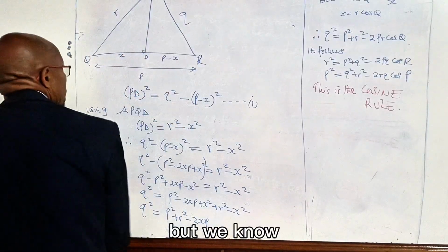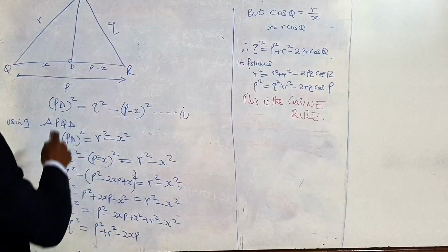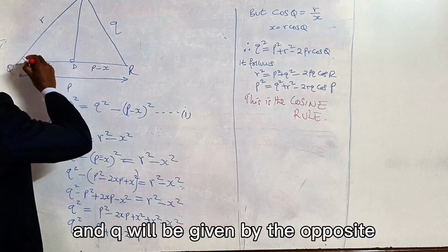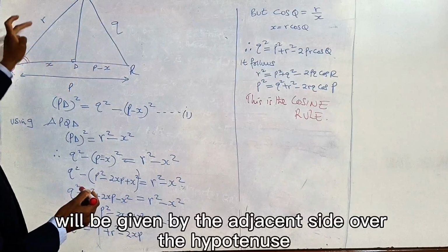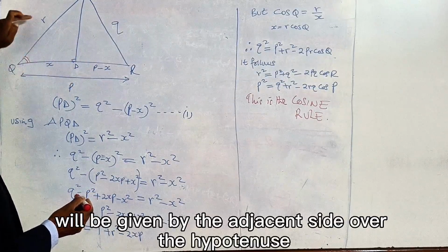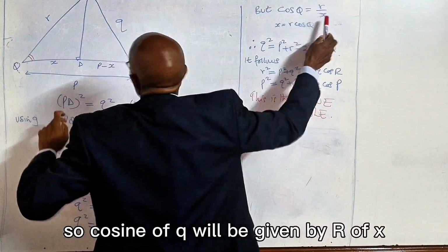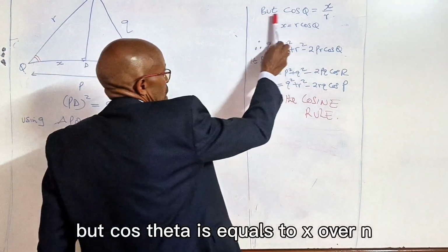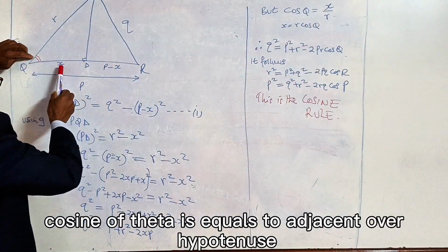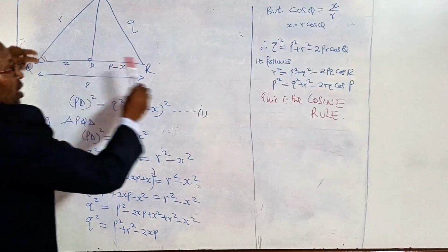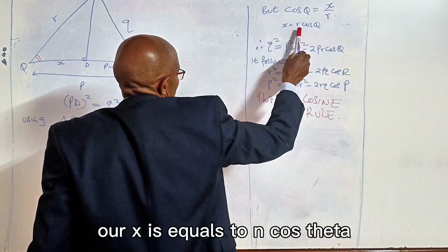But we know cosine of angle Q will be given by the adjacent side over the hypotenuse. So cosine of theta is equal to adjacent over hypotenuse, so it is x over r. Therefore, cross multiplying by r, our x is equal to r cos theta.